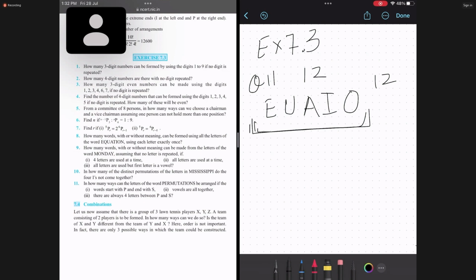So what you now have is 7. So you have 12 minus 5 plus 1 letter, number of letters, because these 5 are to be considered as one letter. So the total number of letters that we now have are 8. Correct.